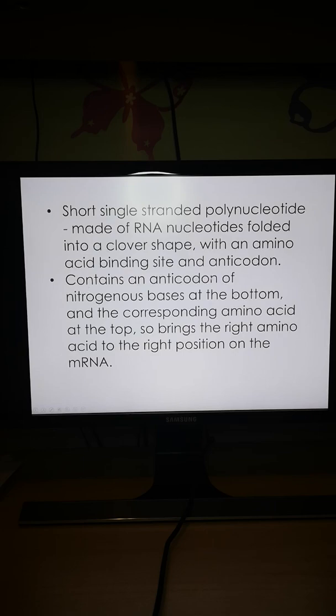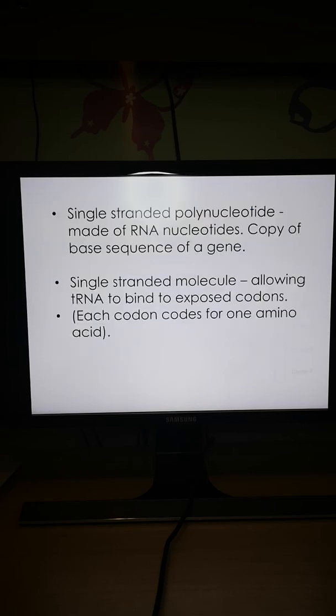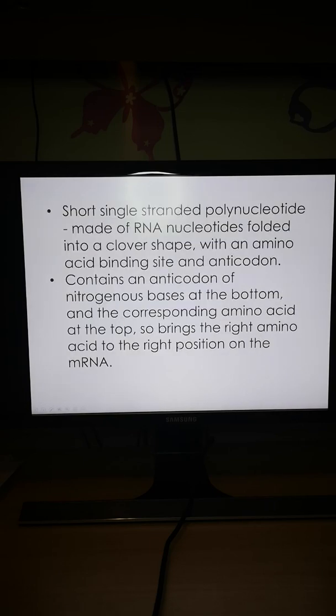It contains an anticodon of bases at the bottom and the corresponding amino acid at the top. So it always brings the right amino acid to the right position on the mRNA. It only binds to the right position because it's got its complementary anticodon, and the amino acid it carries is specific to that anticodon. So it always brings the right one to the right codon, as we'll see next week. So don't worry too much if you need to develop the function bit on those answers yet.